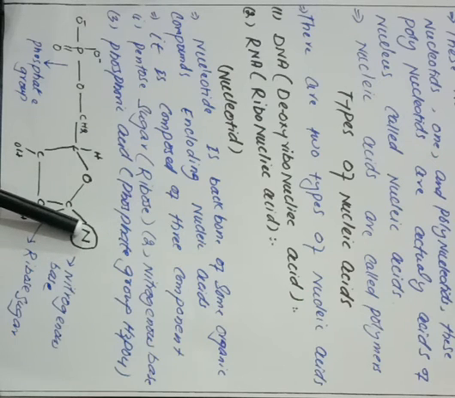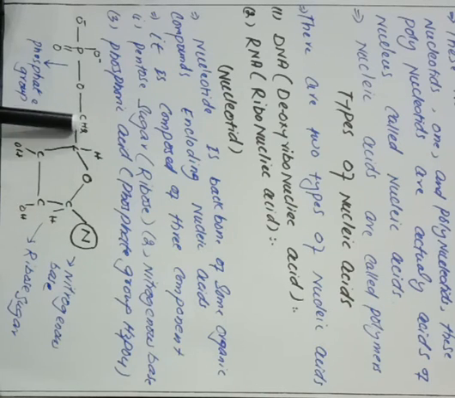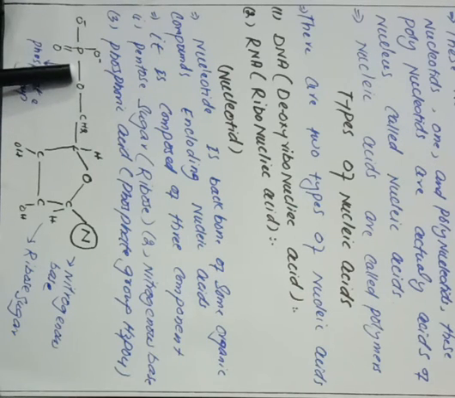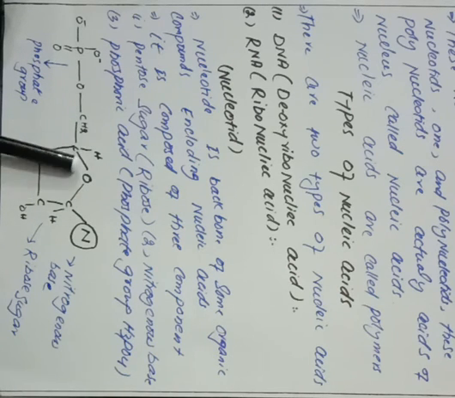This is the nitrogenous base, which is attached to carbon number 1. Nitrogenous base will always be attached at carbon number 1 of the pentose sugar. This is necessary: nitrogenous base must attach at carbon number 1, but the phosphoric group is attached at carbon number 5. This is the phosphoric group attached here. So this is the whole structure of nucleotide, which is labeled here.